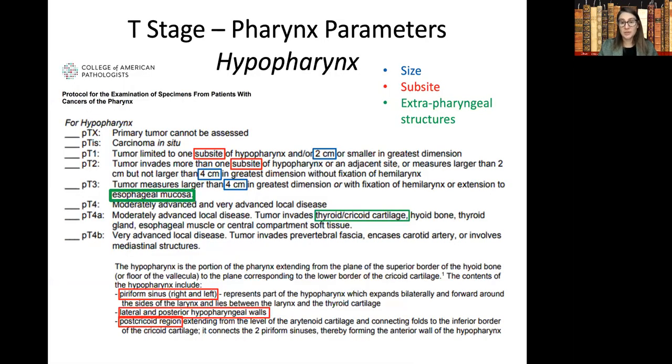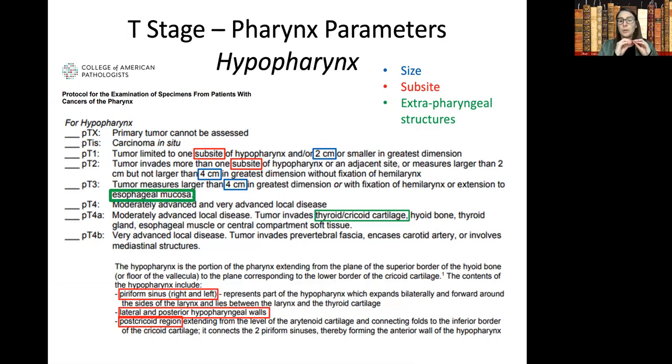So speaking of staging, in this case, pharyngeal wall tumors are not larynx, right? So we do not refer to the larynx synoptic. We refer to the pharynx synoptic. The pharynx synoptic is separated into the nasopharynx, the oropharynx, and the hypo or laryngopharynx. In this case, it will be the hypo or laryngopharynx.